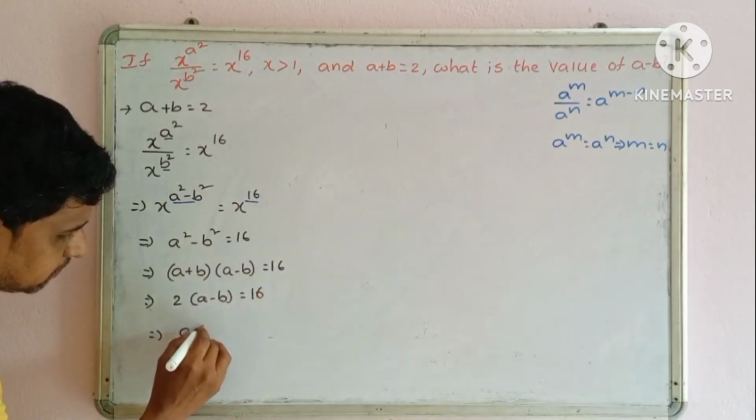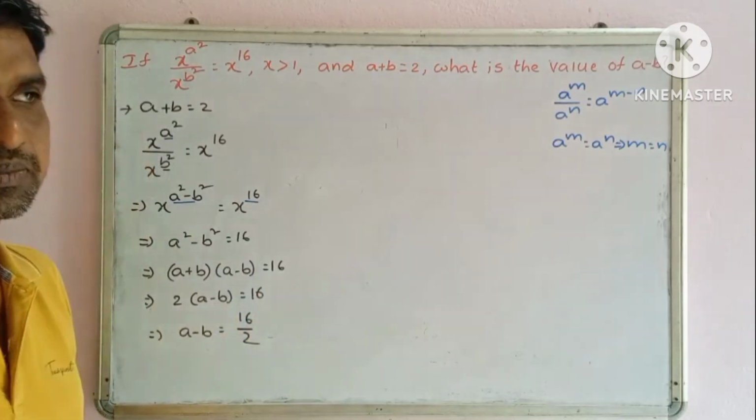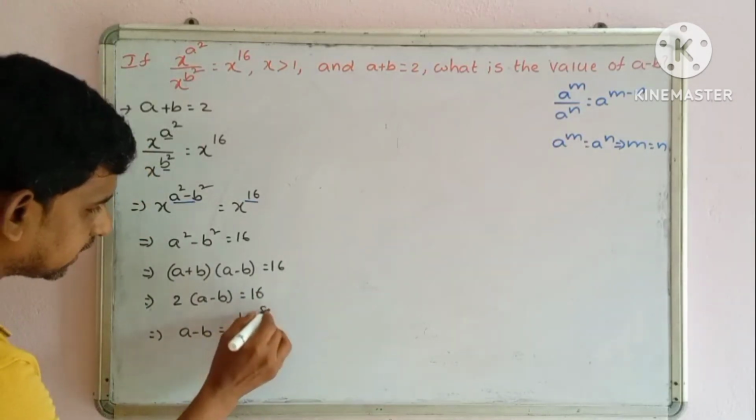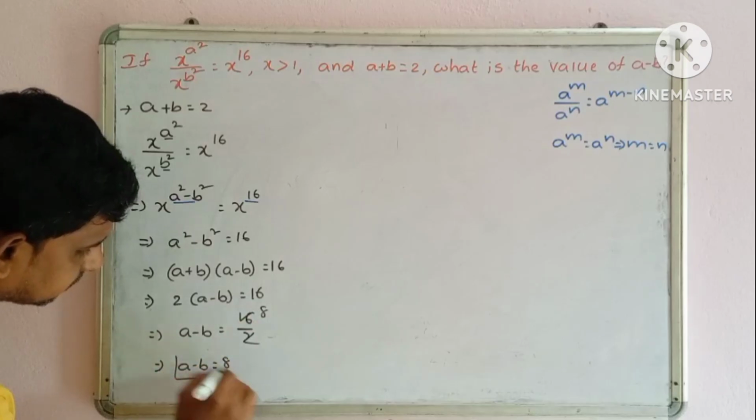So a minus b equals 16 divided by 2. Transposing the 2 to the right side, 2 goes into 16 how many times? 8 times. So a minus b equals 8.